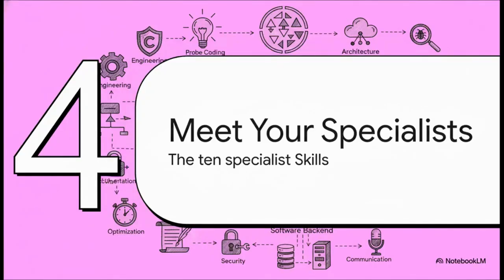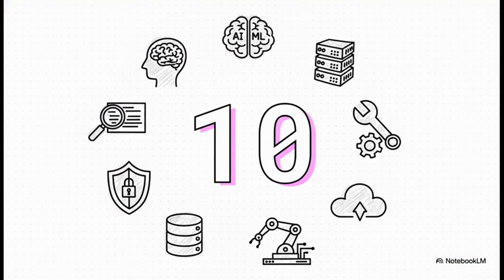We will now define 10 distinct skills. Each one covers a specific domain of expertise, and together they form the complete set of rules that will govern our entire build. We will use a total of 10 specialists to form our expert AI team. Let's break down each one.